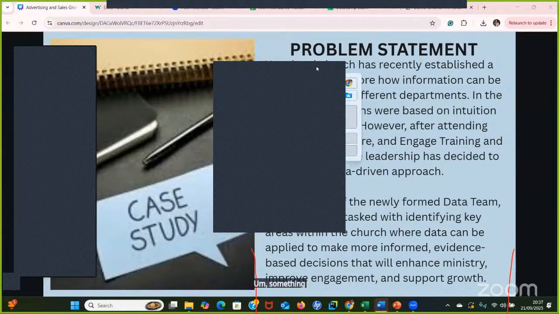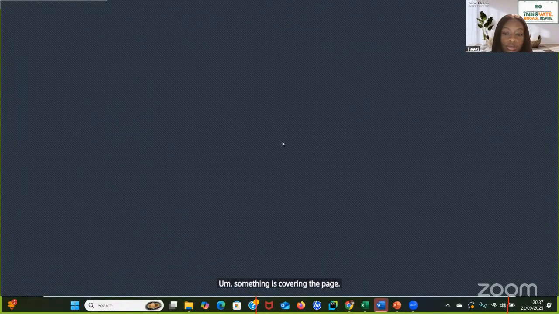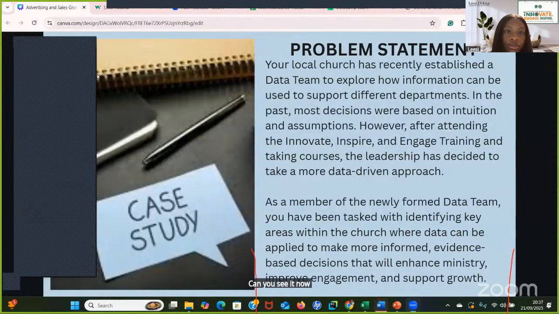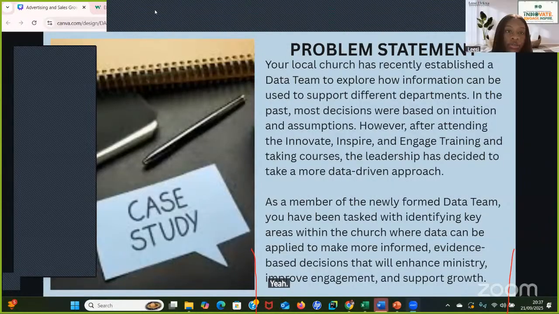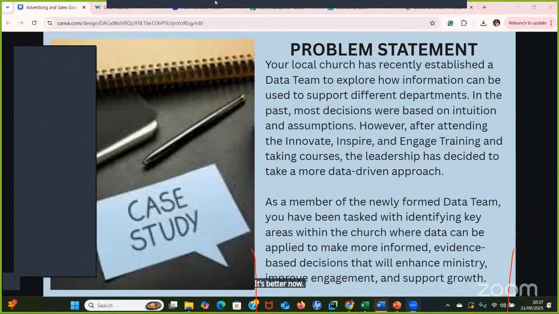Something is covering the page. Okay. Oops, something is covering the page. Okay, let me check what. Can you see it now? Yes. It's not readable. It's better now. Okay, it's okay now. All right.